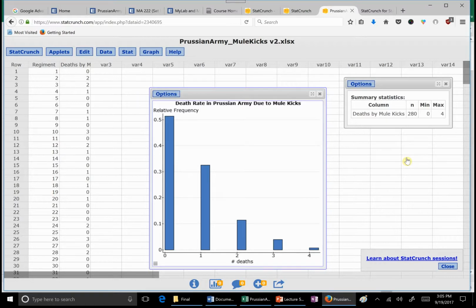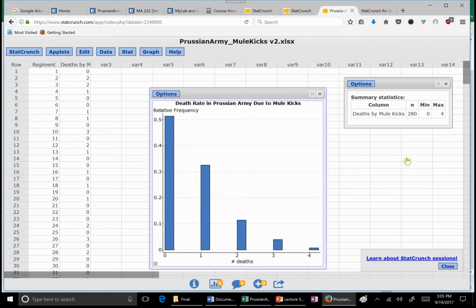And now we get a picture of what the data looks like. All those 280 values that you can't look at and make sense of, now I can make perfect sense. Okay? I see that over 50% of the regiments didn't have any deaths, about 35 had 1, maybe 12 had 2, 5% had 3, and 4 occurred very, very rarely. All right?